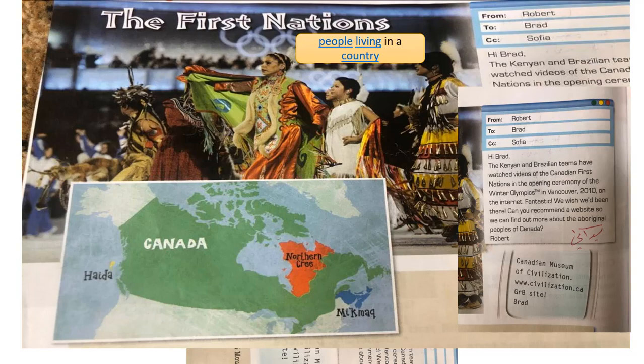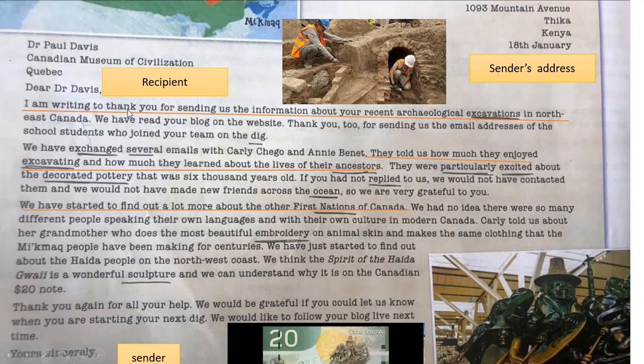Also, we can understand from the letter, from the first sentence of each paragraph. If you look here, archaeological excavation. And if you go to paragraph 2, you can also see they enjoyed excavating, meaning digging, making holes. If you go to paragraph 3, we have started to find out a lot more about the other First Nations of Canada.